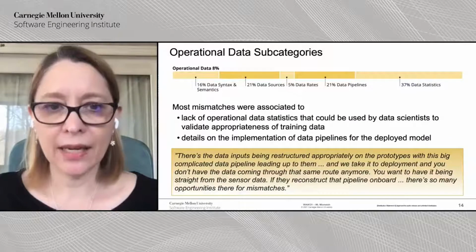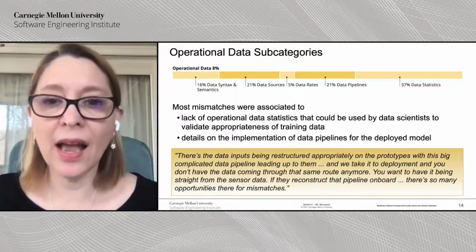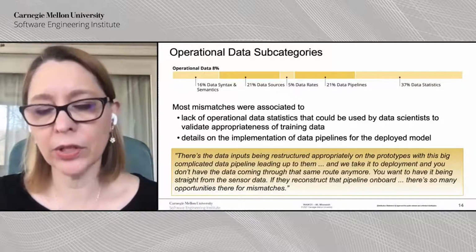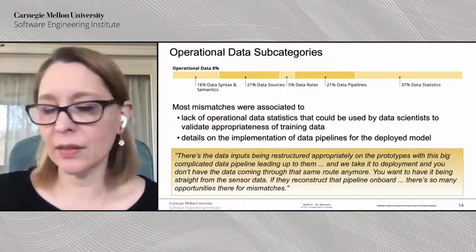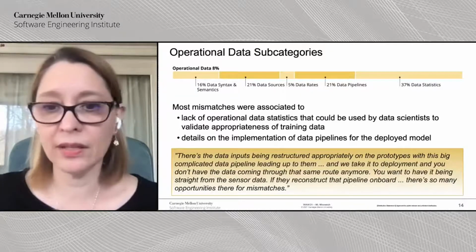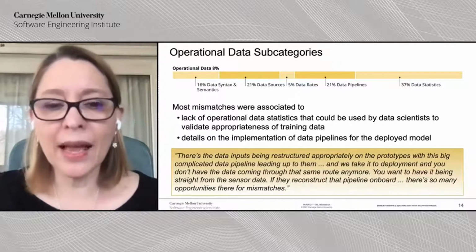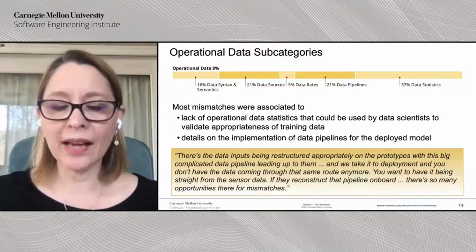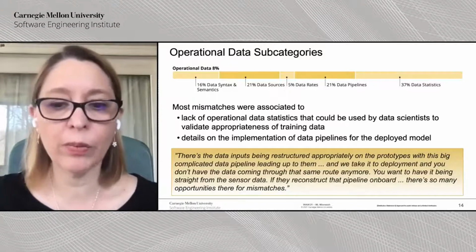As far as operational data, most of the mismatches had to do with lack of information sharing about data statistics. What is really important here is that when we think about how these systems are developed, in particular the model part, data scientists are provided data in a flat file, in a database, in some type of, I would say, static data source. But once the models are deployed, the data is coming from a live system. It's either coming from a sensor, it's coming from another system, it's coming from manual input. But the difference, not knowing these statistics about the data, like what the actual data looks like when it's in the operational environment, is very important for data scientists to be able to develop proper models.